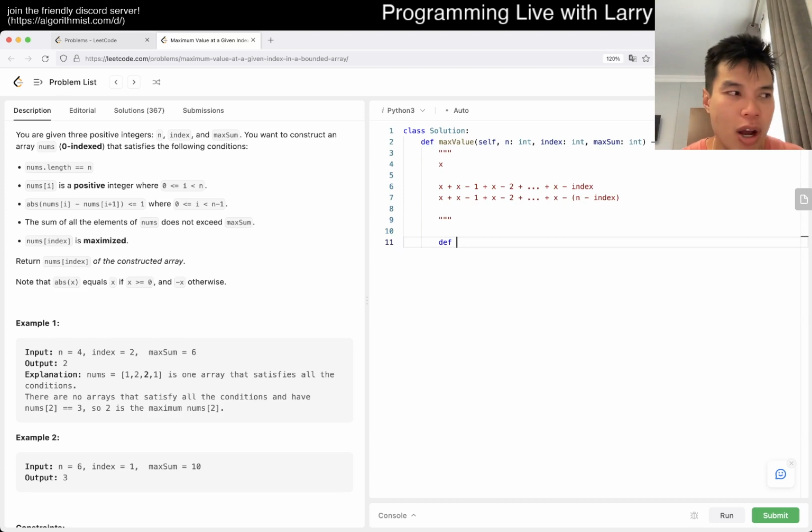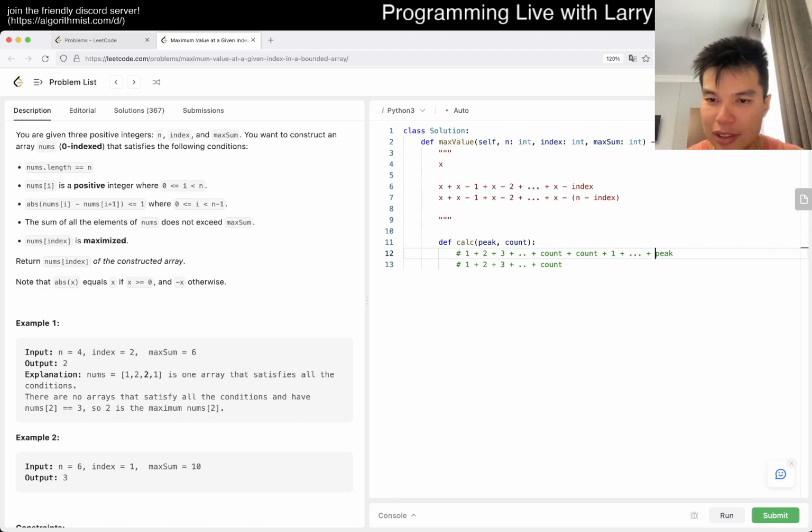So we can go, I'm going to write calculate, because naming things is hard, but let's just call it the peak, and then the number of numbers, so count maybe. So of course, you could rewrite this as 1 plus 2 plus 3 plus dot dot dot plus peak, and then you write the other one as well, plus dot dot dot plus count, and then you subtract them out, right?